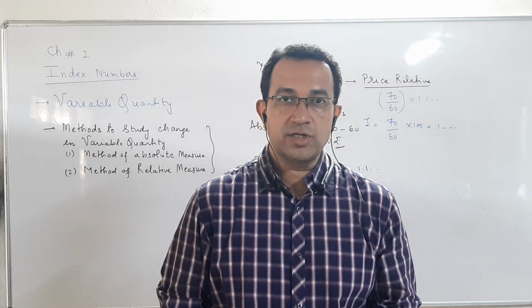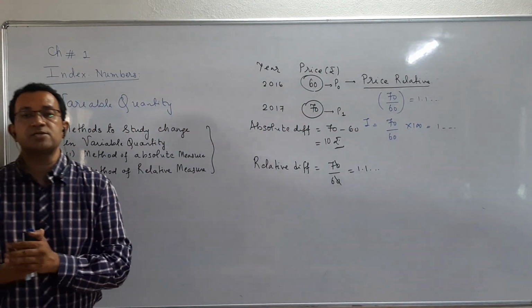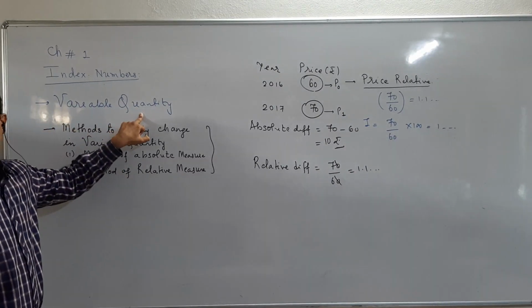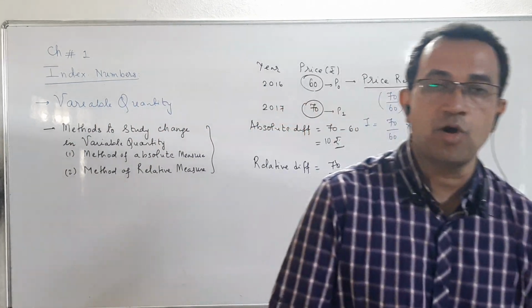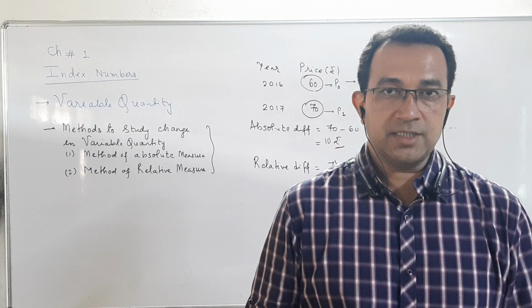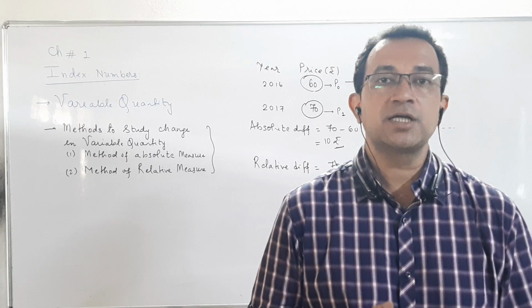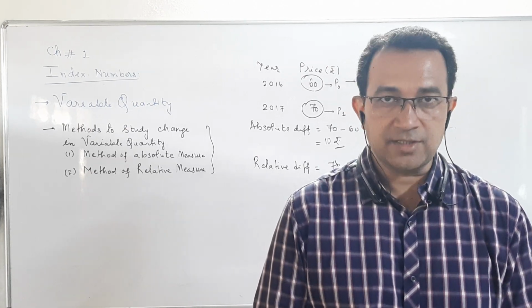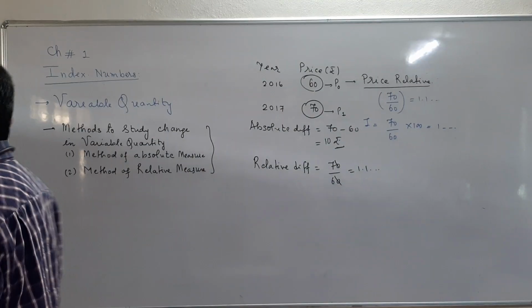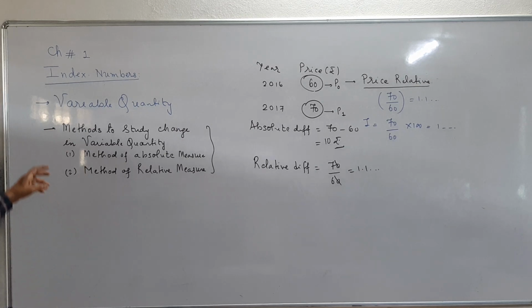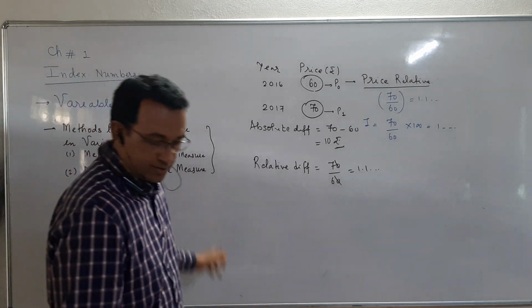Students, in this lecture I am only trying to summarize all the basic theories. So once again, try to understand whatever theories we have discussed up till this instant. What is a variable quantity? A quantity which always varies with respect to time. Such quantities are called variable quantities. For example, import, export, industrial production, agricultural production, income, expenditure, etc. How many methods are there to measure or study the change in the value of a variable quantity? There are two methods: the method of absolute measure and the method of relative measure.